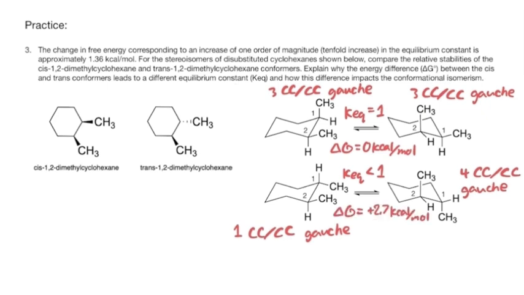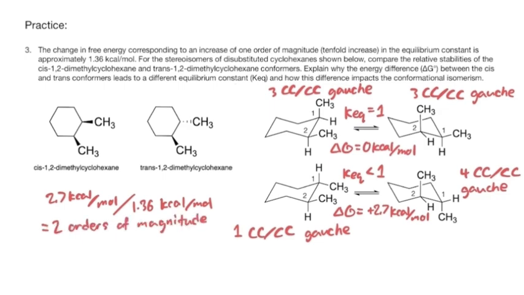To determine how much less than 1 the equilibrium constant is, we can use the value provided in the problem, 1.36 kcal per mole, which corresponds to the change in free energy for an increase of 1 order of magnitude in the equilibrium constant. By dividing 2.7 kcal per mole by 1.36 kcal per mole, we find that the equilibrium constant is approximately 2 orders of magnitude in favor of the structure on the left. Therefore, the actual value of the equilibrium constant is approximately 10 to the minus 2.